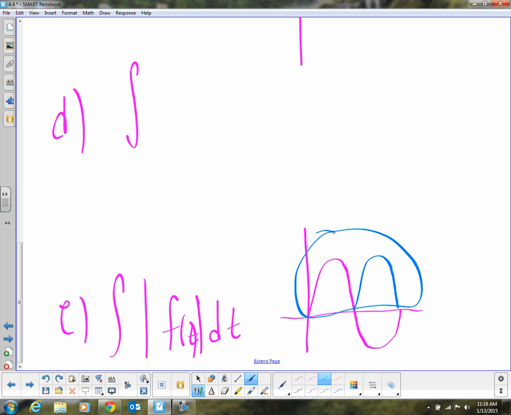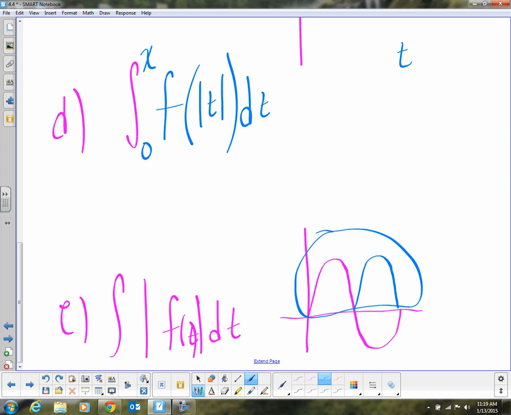Okay. Now, let's look at D. This is going to be 0 to x. We are not absolute valuing the y's. We are absolute valuing the t's, correct? What does that mean? That means t is between 0 and 4, right? That's the positive t. And the opposite of t is between 0 and 4. That means you are going to do both of these. Okay?